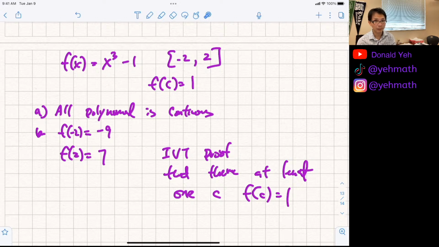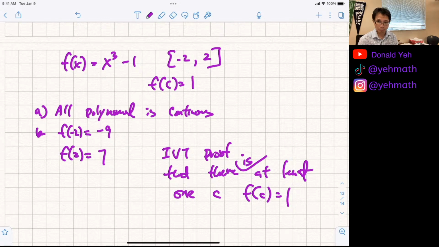What's the word before the proof? What's the word after? That there is... IVT proves that there is at least one c such that f of c is equal to 2.